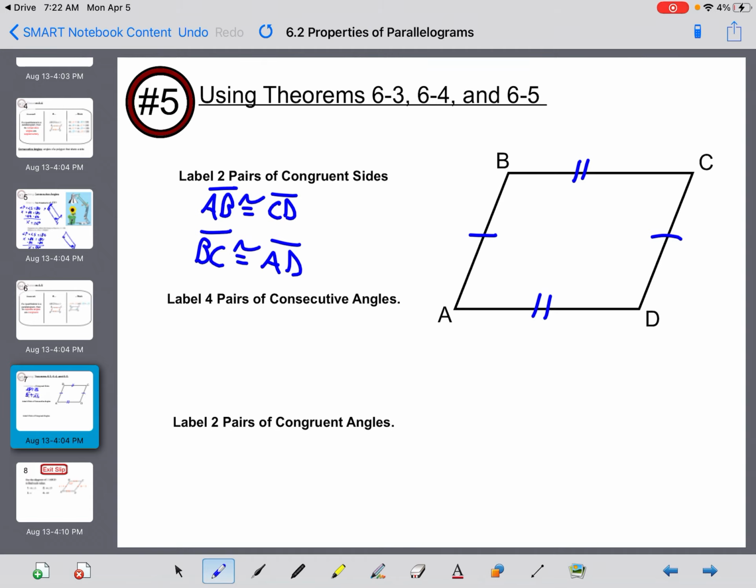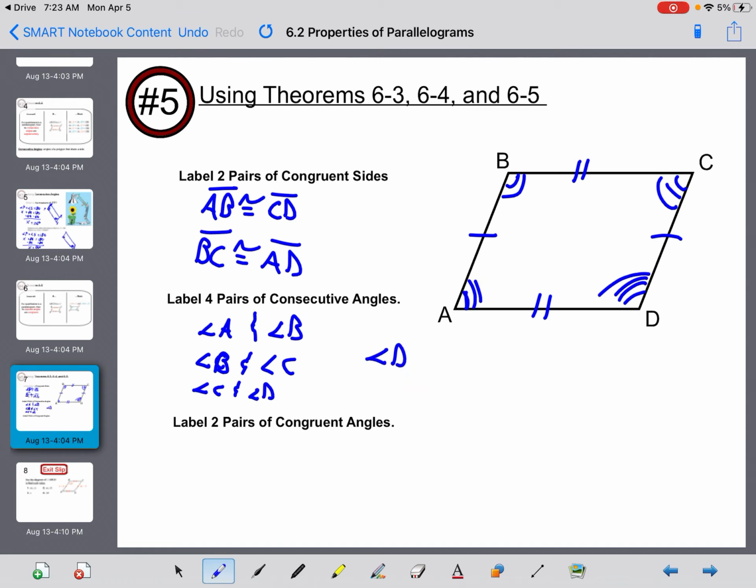It says label four pairs of consecutive angles. Well, if you go in a row, you have angle A and angle B. If you go around, angle B and angle C. Angle C and angle D. And then angle D and angle A.